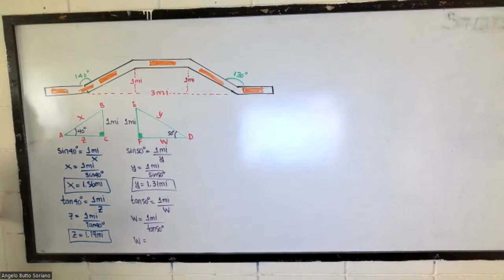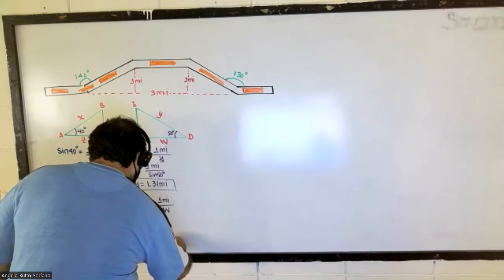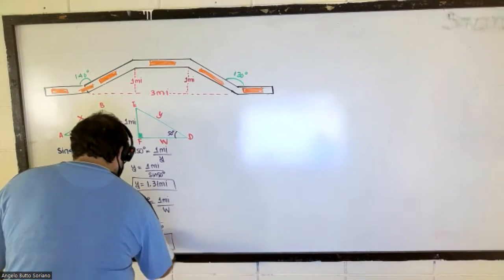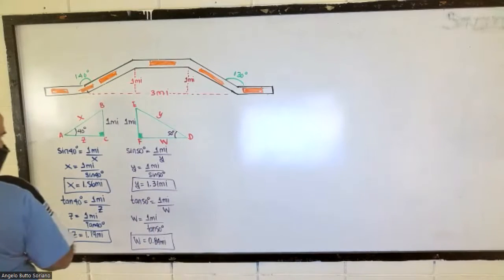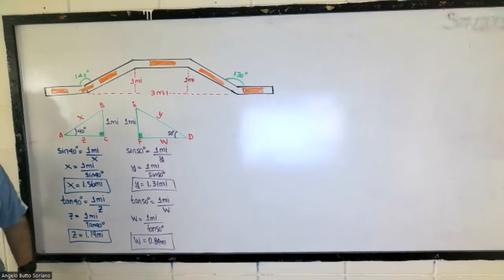Seguro, seguro. Okay. 0.84 miles. Okay. Ok, vamos a ver. Quiero probar algo. Multiplíqueme 1.31 por coseno de 50. Ok, sí, está cheque, cheque, cheque. All right. We have the required information useful for this picture.